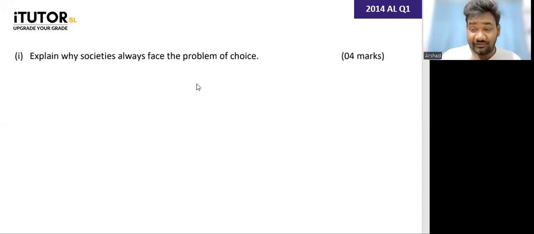So we'll come to the 2014 A-level question. Now in this year, I told you, given that 2013 was hard, in 2014 they made the paper very easy. You know what they did? They made it so easy.